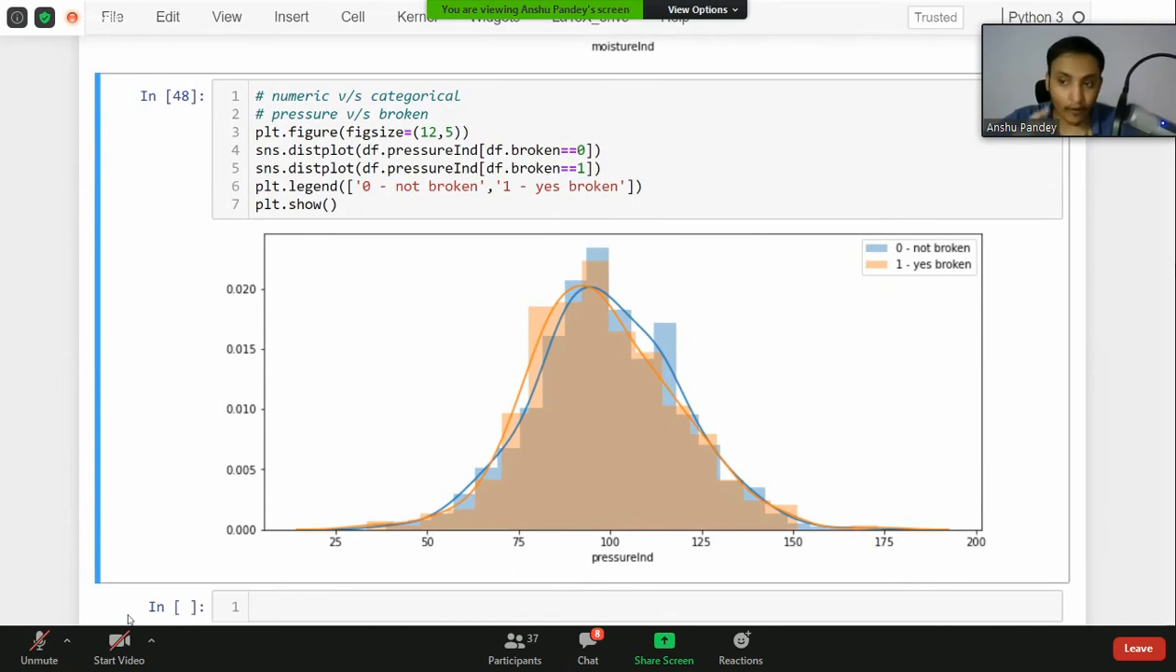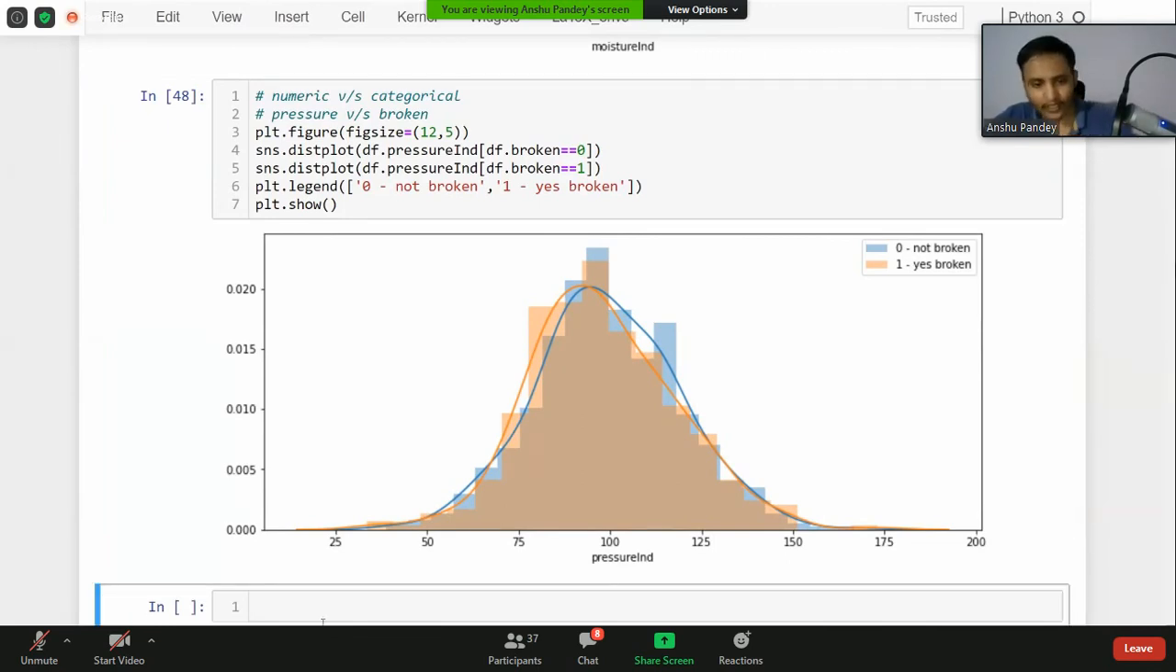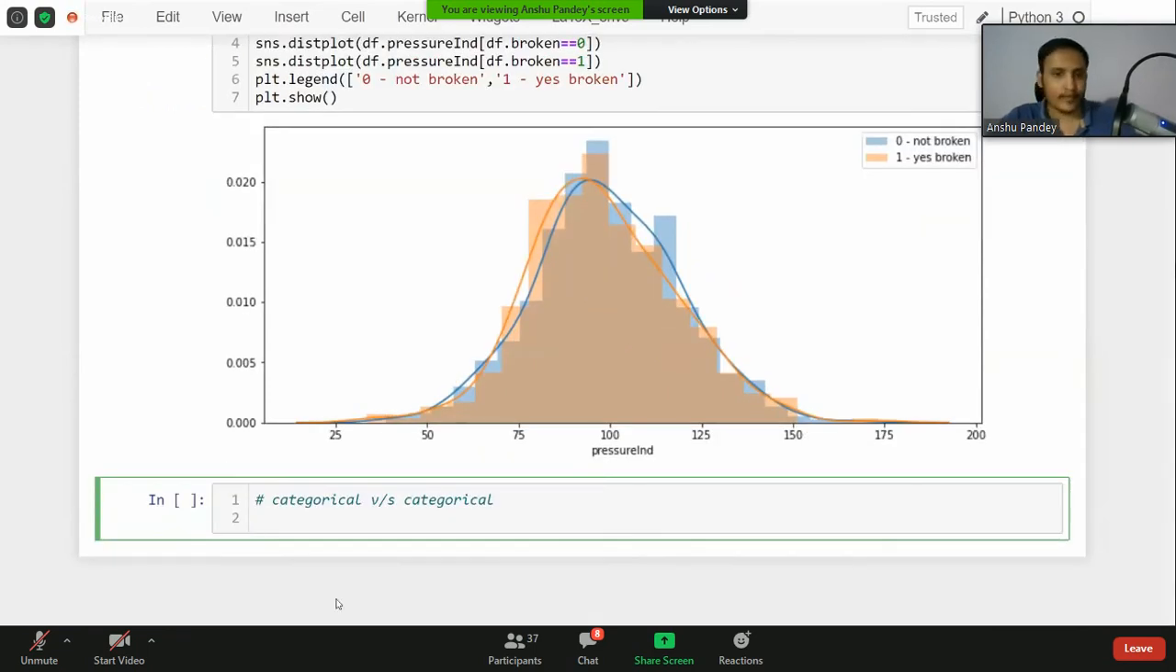So this is more of bivariate analysis for numeric versus categorical. This was more of an idea about numeric versus categorical, and like that we can do it for almost every attribute. Next, let's say that we want to do it for categorical versus categorical, right? That's what we want to do here, and you can say it's more of extracting information.